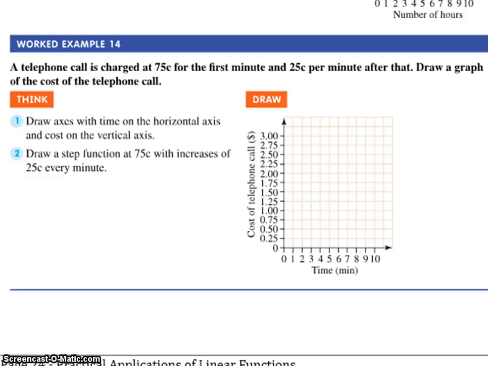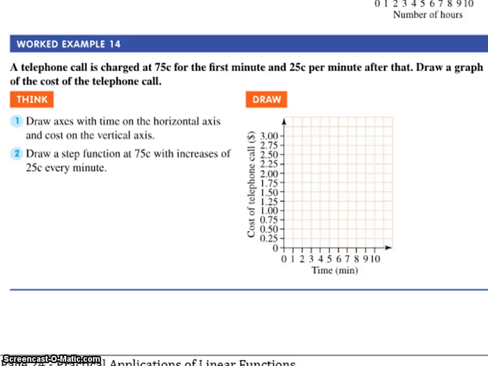Alright, so we've drawn the axes, we've got the graph there ready to go. Now we have to draw a step function. 75 cents is where it starts for the first minute, and then goes 25 cents per minute after that. So have a look. 75 cents. Yeah, start at 75 cents.